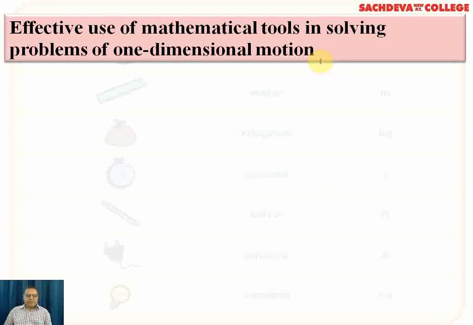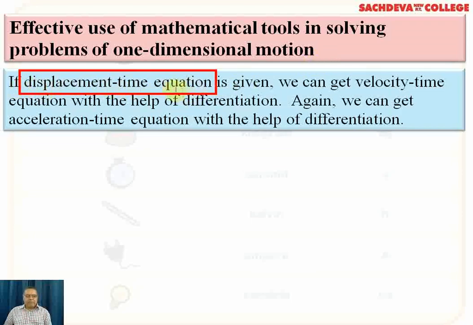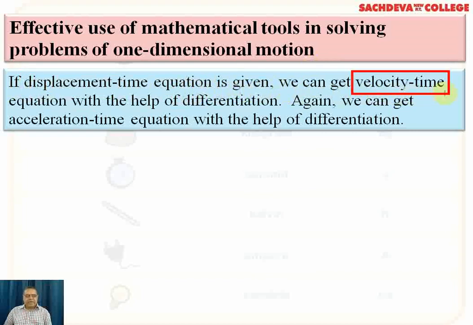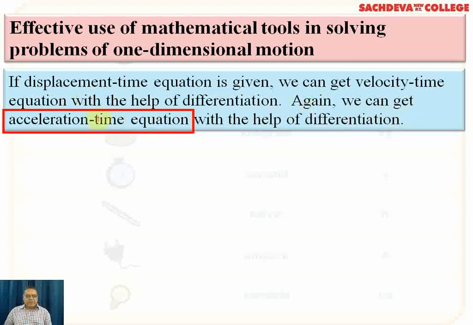For example, if there is a quantity displacement, we take the derivative of displacement, that will become velocity. But if we take the integration of velocity, it will become displacement. The same is true for other quantities. So if the displacement time equation is given, we can get the velocity time equation with the help of differentiation. Again, we can get the acceleration time equation with the help of differentiation. So one-time derivative of displacement is velocity. Then if we take the derivative of velocity, it will become acceleration. If for displacement we take the two-time derivative, that will be acceleration.